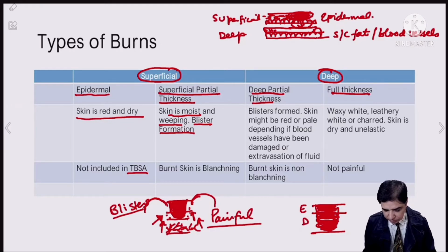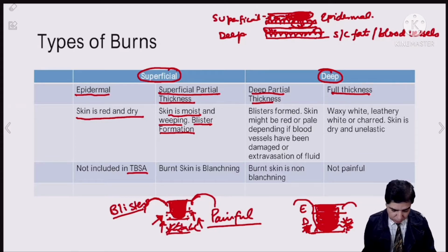Now if the burn extends to the lower end of the dermis, you have the blood vessels over here. The blood vessels would also be damaged, and when they are damaged, they would be coagulated. While the blood vessels in this area are coagulated, the surrounding blood vessels would become hyperemic because of the cytokine release. So you would have vasodilatation and some edema in the surroundings. You might get some blisters at the edge because of the extravasation of fluid. But the burn itself would be a pale area. And this pale area is non-blanching.